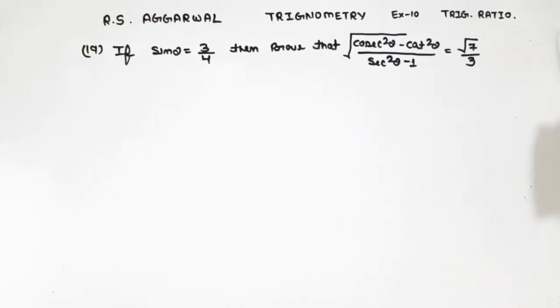R.S. Agrawal, chapter trigonometry, exercise 10, trigonometric ratio. In question number 90, we are given if sin theta is 3 upon 4, then prove that under root (cosec square theta minus cot square theta) upon (sec square theta minus 1) will be under root 7 upon 3.